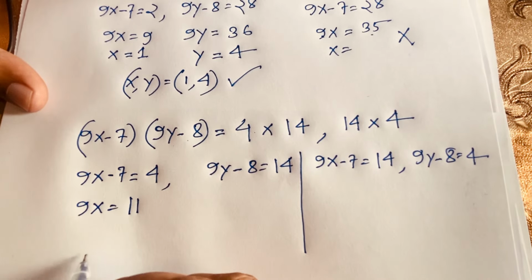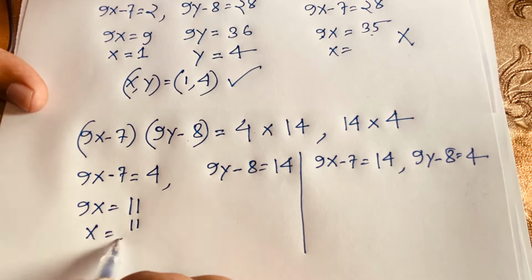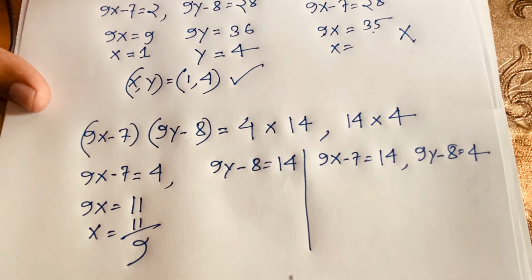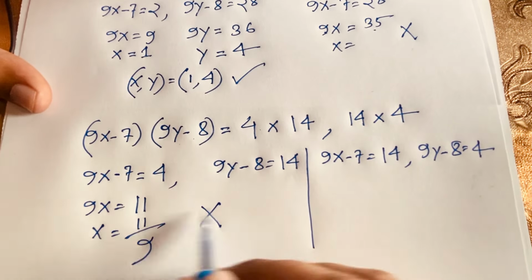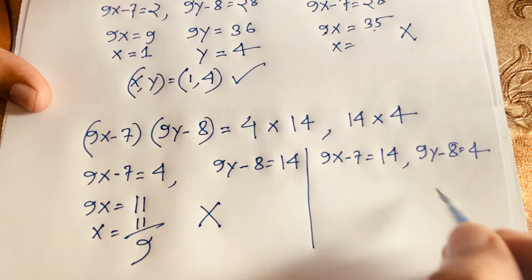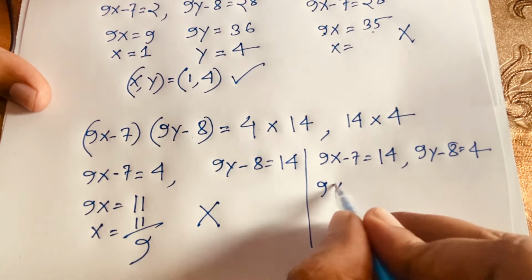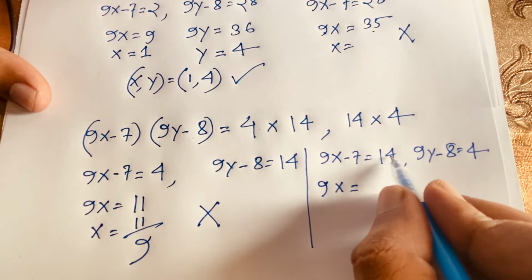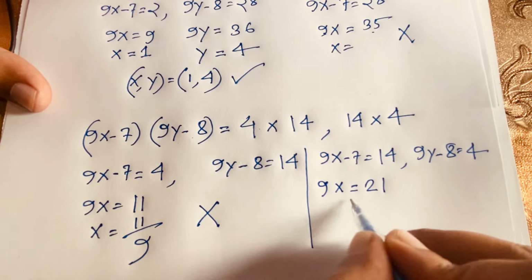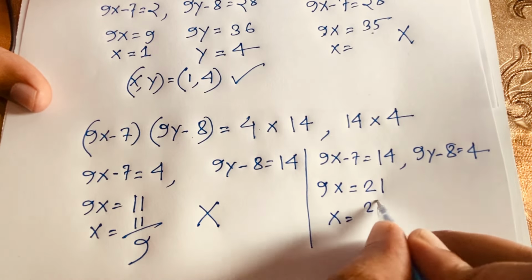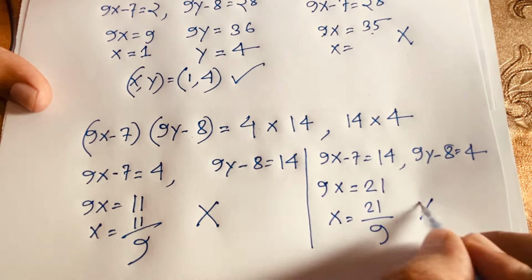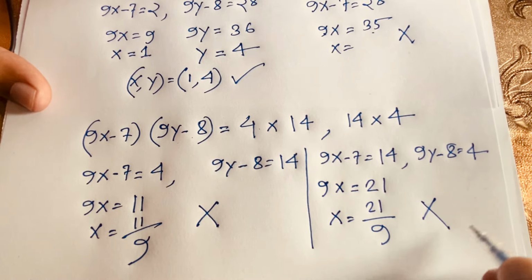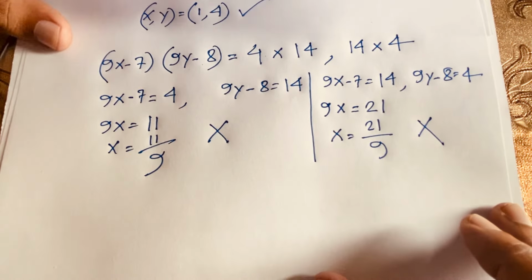And in this expression I can say 9x is equal to 11. 4 plus 7 will be 11. So x is equal to 11 over 9. It is not an integer, it is rejected. I rejected this value. And in this expression you can say 9x is equal to 21. 7 plus 14 will be 21. It is also a fraction. x is equal to 21 over 9. So it is rejected. I can't follow this value. We need the integer.